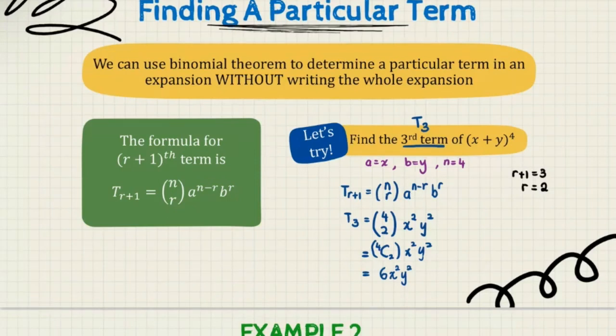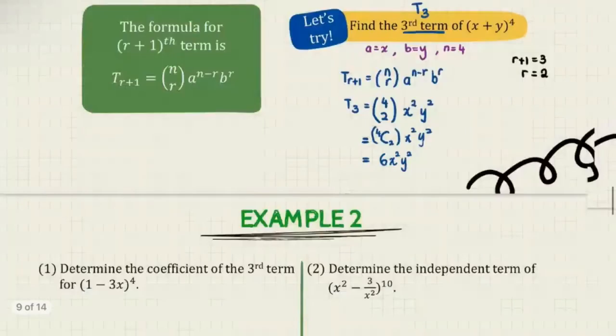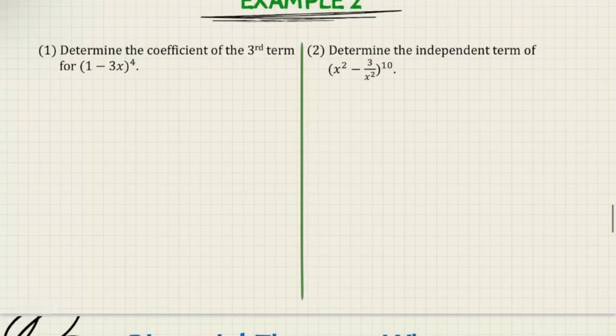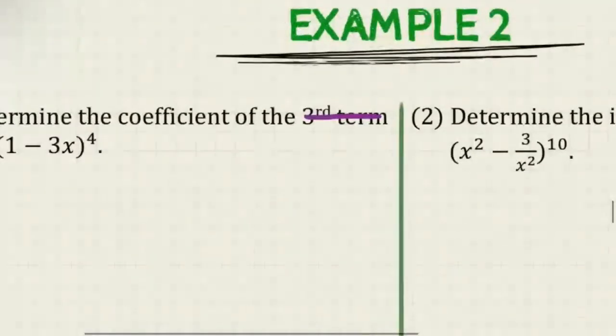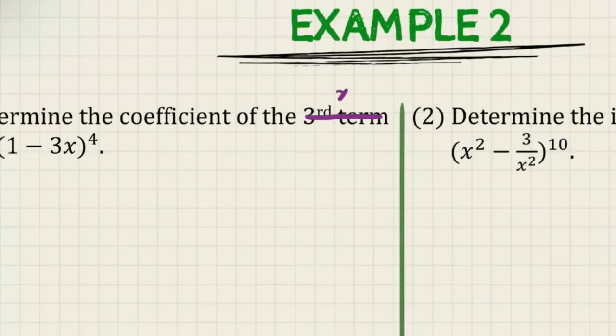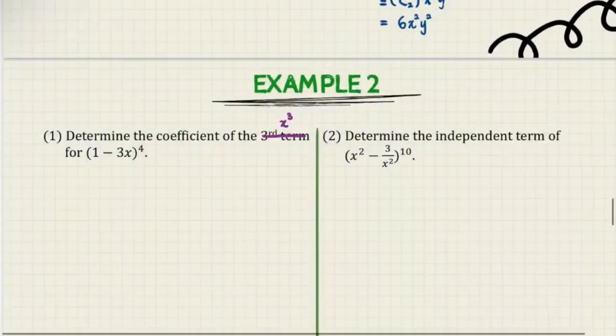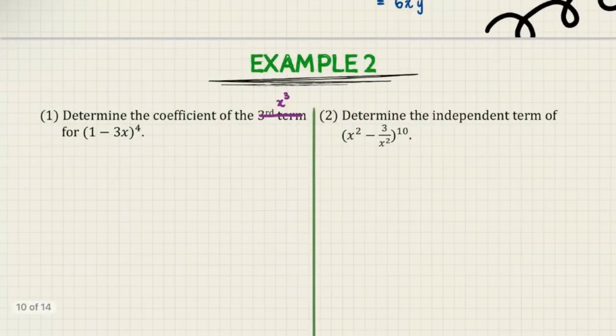Okay, now. So untuk first example ni okay, so kita pergi kepada example seterusnya. Example 2. Determine the coefficient of the third term. Okay, alamak ni third term kan. Yang ni saya nak tukarlah soalan ni sebab tadi kita dah cari third term. So now let's try to find, instead of third term, the coefficient of x cube. Okay, so determine the coefficient of x cube for the expansion 1 minus 3x to the power of 4.